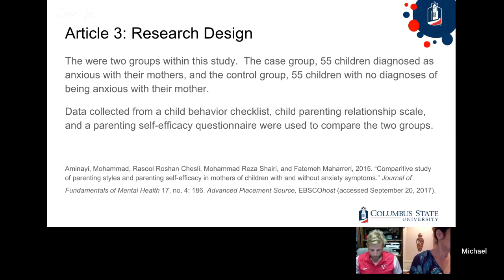Data was collected from a child behavior checklist, which consisted of a standardized form that parents fill out to describe their children's behavioral and emotional conditions; a child parenting relationship scale, which was 30 questions on the child parenting relationship; and a parent self-efficacy questionnaire, which assesses parent self-efficacy. These were used to compare the two groups.